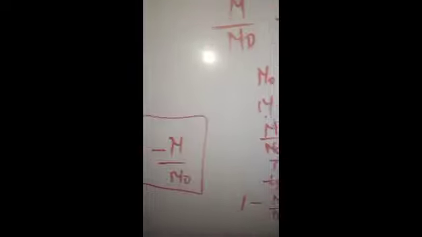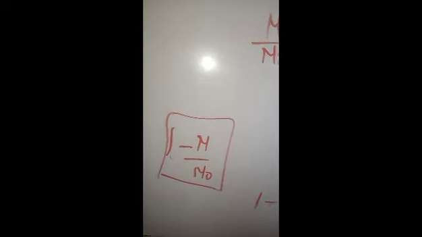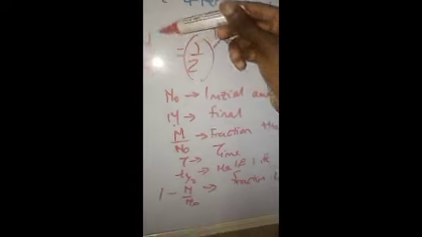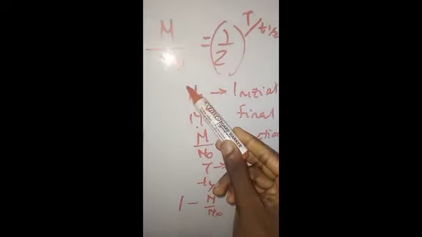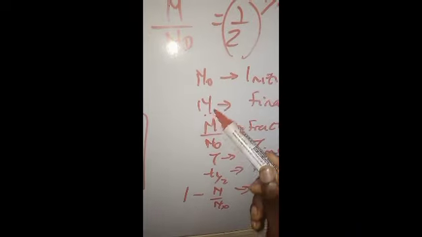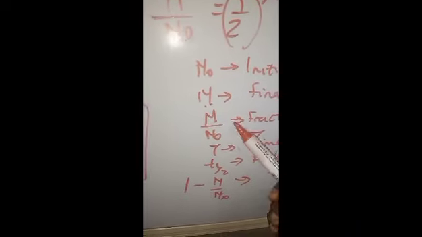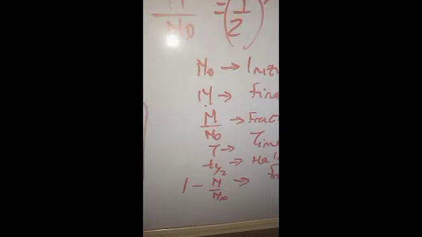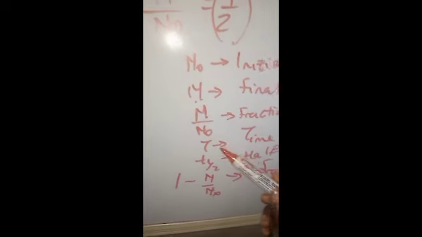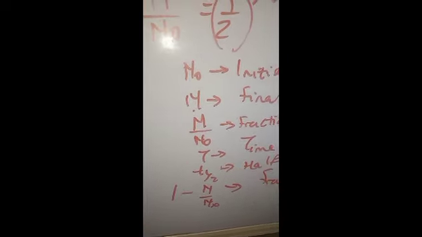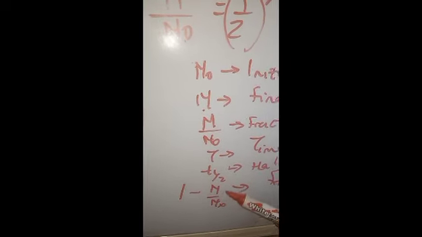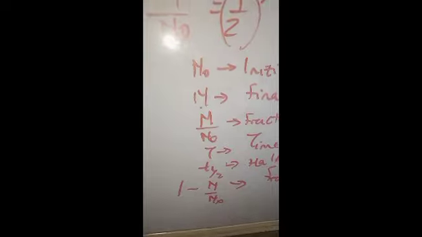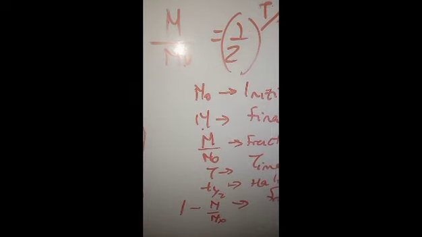With this, you should be able to solve all calculations related to this topic. Let's go over it again. N over N naught is equal to 1 over 2 raised to the power T over T half. N naught is your initial amount. N is the final. N over N naught is the fraction that decayed. T is your time. T half is your half-life. The fraction left on decay is 1 minus N over N naught. Let's begin to take questions now.